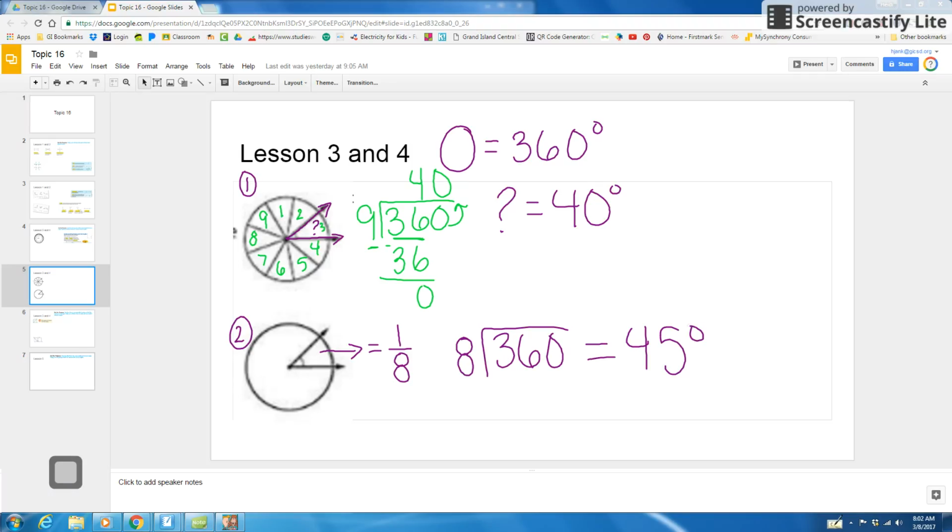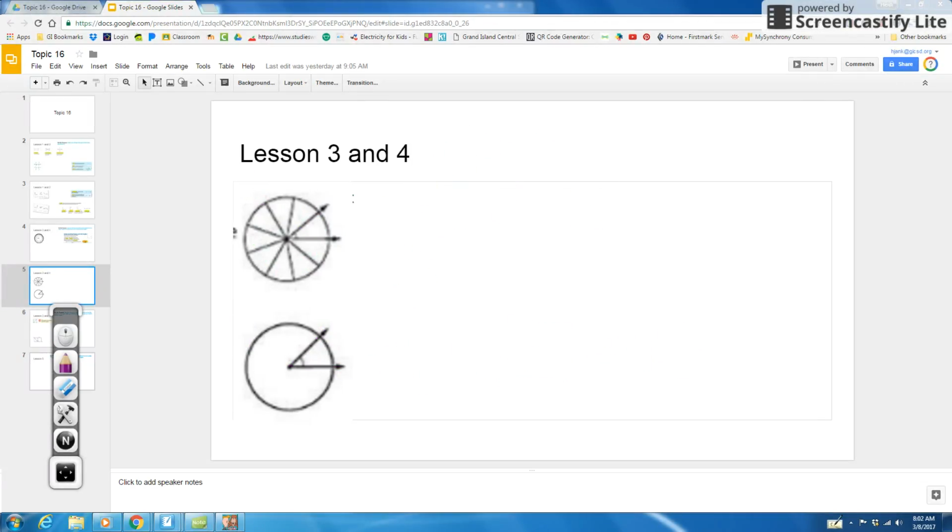Okay, so what you're doing is you're taking whatever that circle is split up into, whether it be 9 pieces, whether it be 8 pieces, whether it be 6 pieces, whether it be 5 pieces, and you're using that 360. You're always going to come back to that 360 to decide what that angle measure would be. Okay, let's take a look at one more problem that's not a circle.